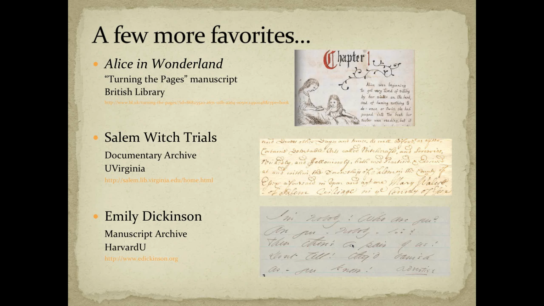These are some of my favorites that you can find: Alice in Wonderland in a turn-the-page manuscript at the British Library. You can find actual documents relating to the Salem witch trials, the actual records from the trials. And then you can find all of Emily Dickinson's manuscript poems, which have been put up by Harvard. So those are some of my favorites that I didn't get a chance to show off earlier.